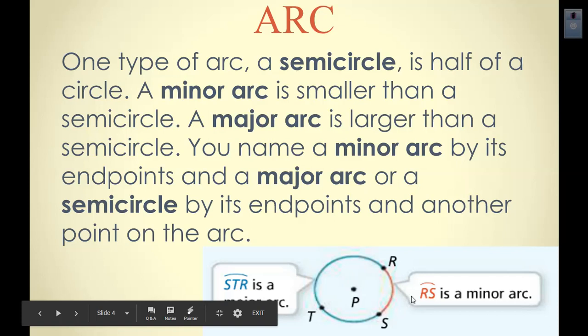Now, a minor arc is much smaller. We want to take the shortest route in a minor arc, which means we're going to go from R to S. So we're going to take that short route. We have 2 letters. We're going from here, we're not going anywhere between, and we're stopping at S. So that is our minor arc.